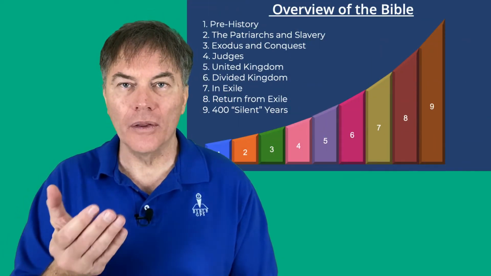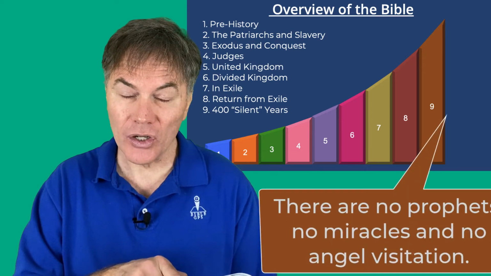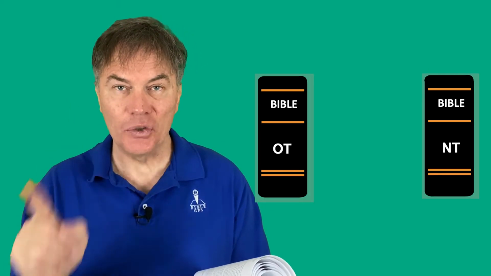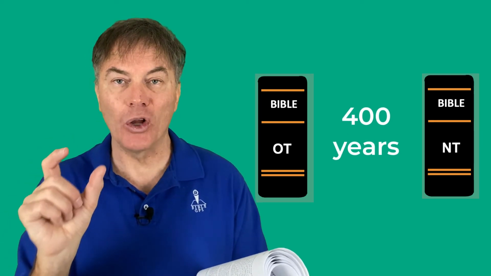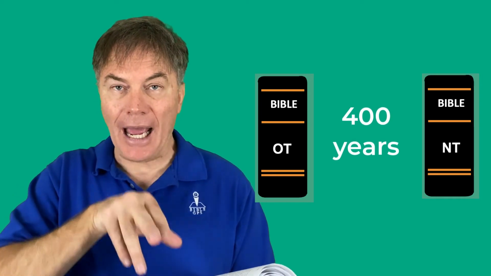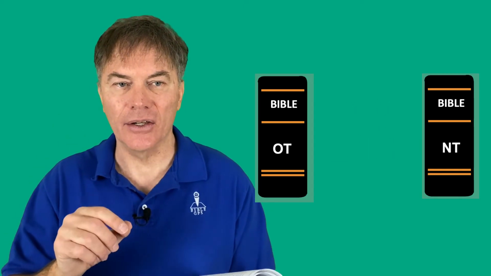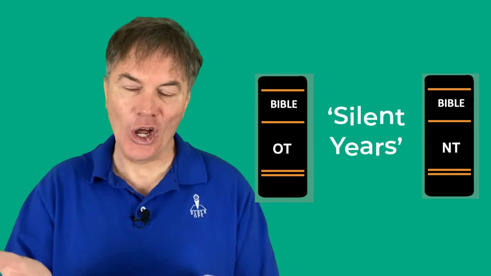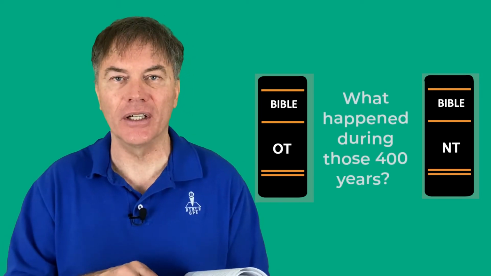Now, why do we call this period the silent years? We call it the silent years because there are no prophets, no miracles, and no angel visitation. So where the Old Testament ends and where the New Testament begins, you have a 400-year time frame. And we call that the silent years. So the gap between the Old Testament and the New Testament is 400 years. We call it silent, no prophecy, no miracles, and no angel visitation. Now the question is, what happened during those 400 years?